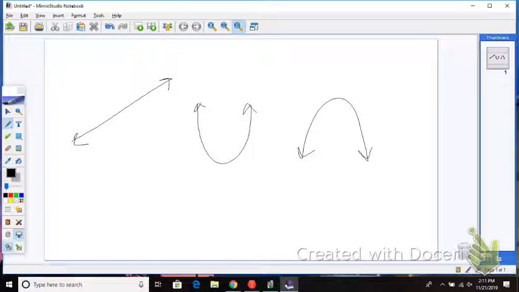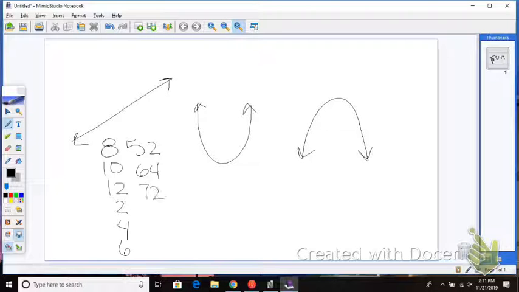So go ahead and open up your book to page 211. I'll go ahead and write it up here. 8, 10, 12, 2, and 4, and 6. And we have 52 degrees, 64, this is for the people watching on video, 72, 78, 81, and 76. Okay, so we are going to plug this information into our calculator.